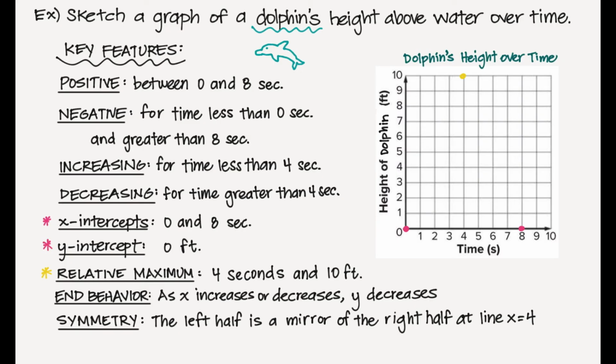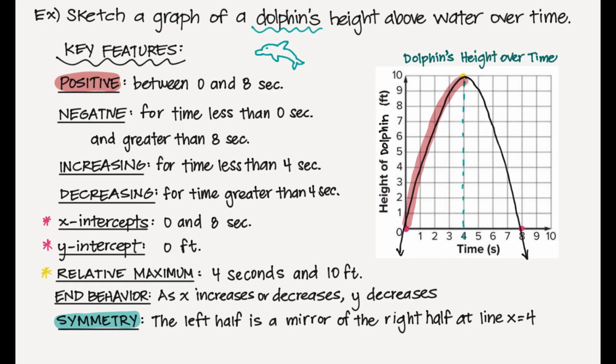That's kind of it. So what I want you to notice now at the bottom is it's telling us that there is some sort of symmetry in this graph. It says that the left half is a mirror of the right half at the line x is equal to 4. So I'm going to draw what I think is probably a parabola based around that line x is equal to 4. And so now that I have a sketch of my graph, let's go ahead and check it out.